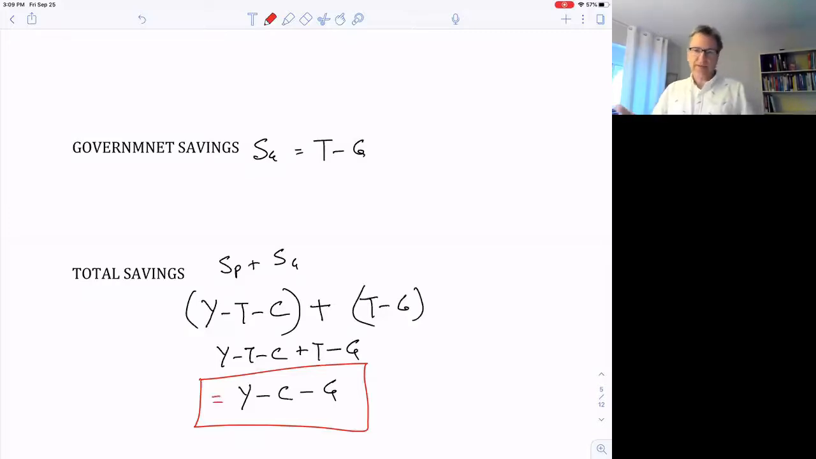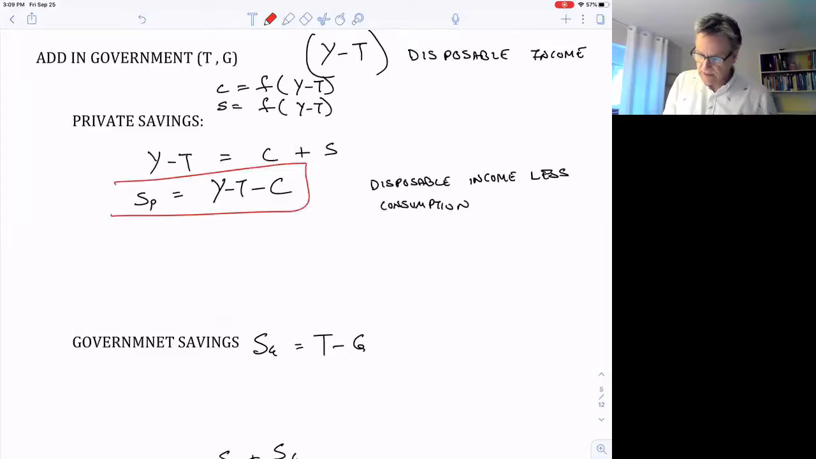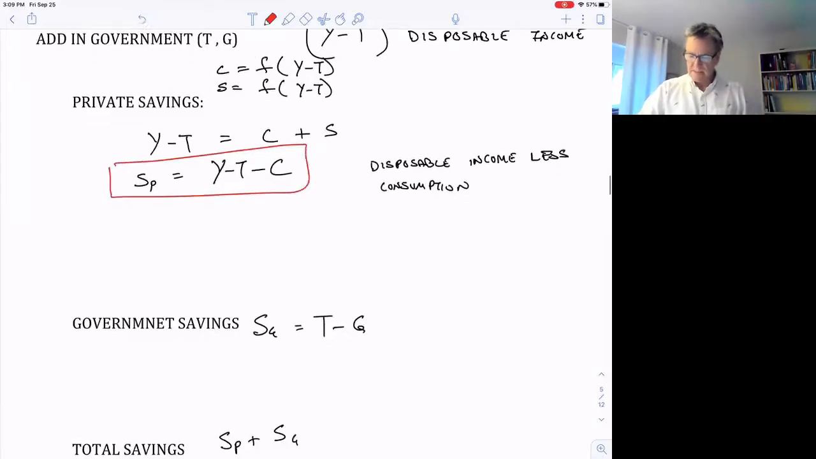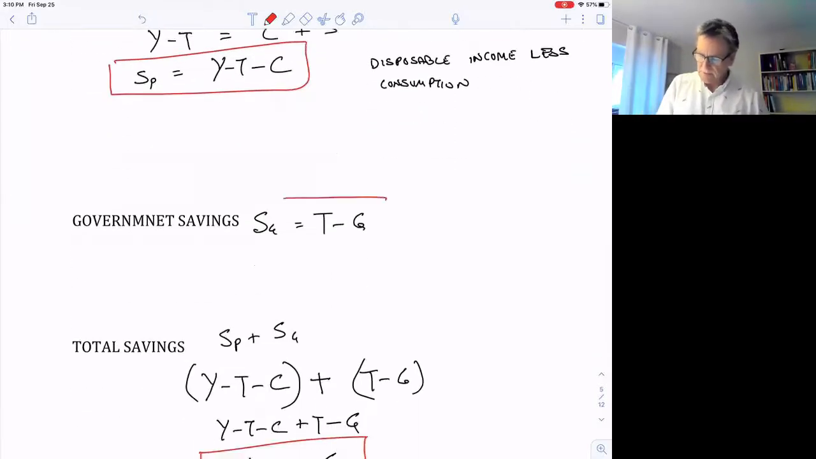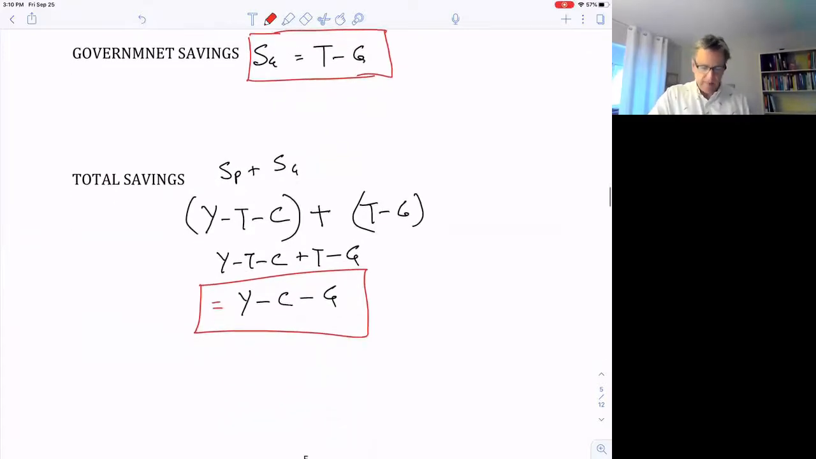This is one you'll have to know. So it's just the private savings, which is our disposable income less consumption, plus the government savings, which is just T minus G, whether running a surplus or a deficit. And that'll give us a total savings of Y minus C minus G.